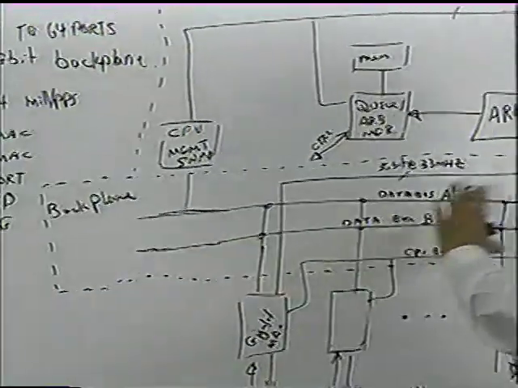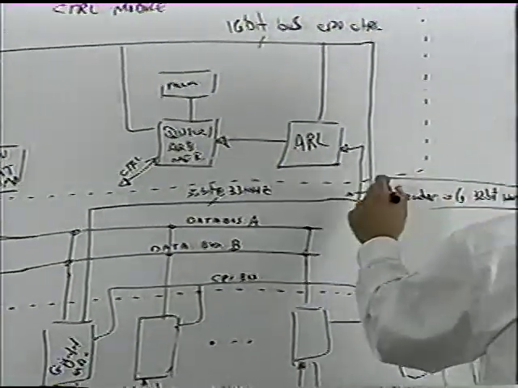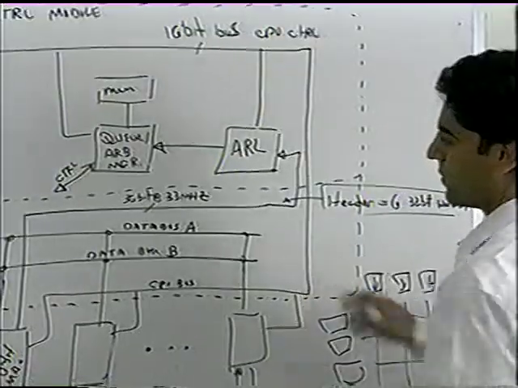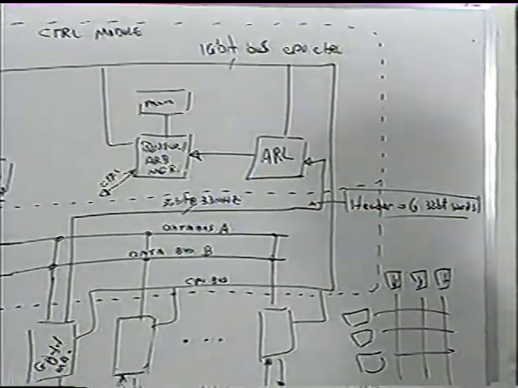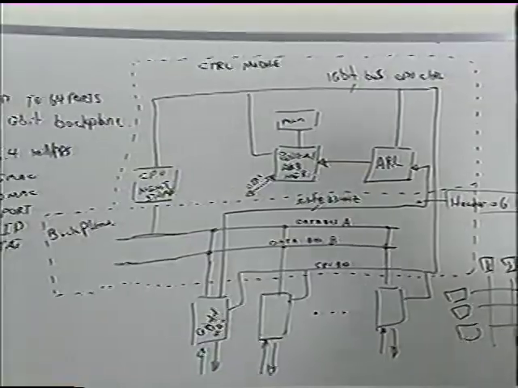Okay, so these are just essentially, if you will, wires. That's the switch backplane. And what you see down here are the port cards.